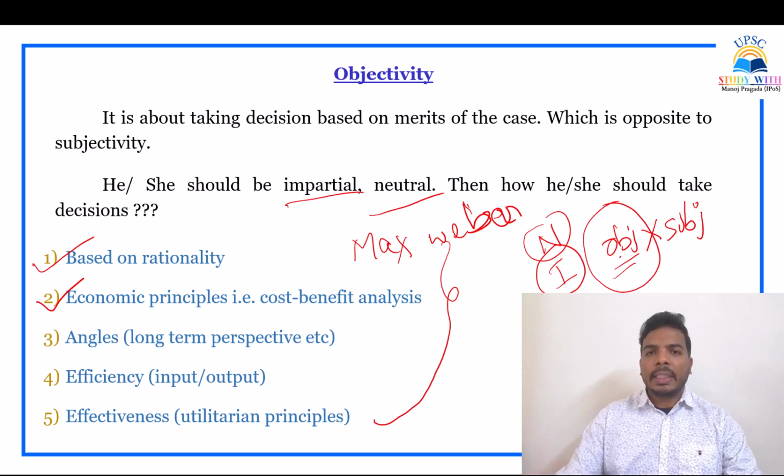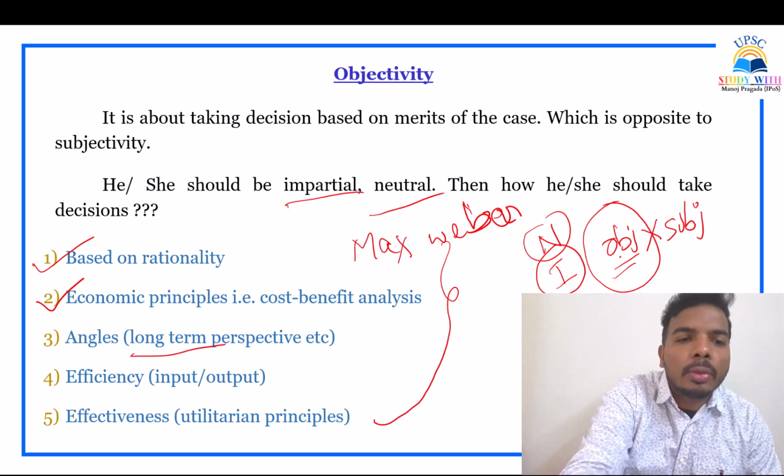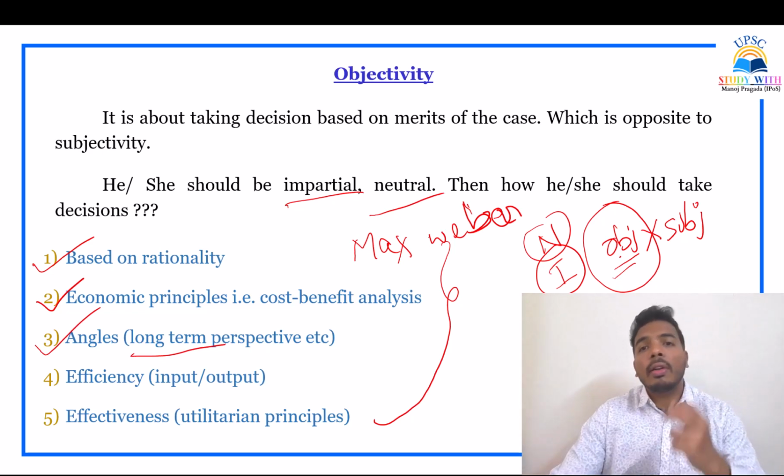So whatever be the decision you are taking at the field, or whatever be the suggestion you are giving to the minister at the secretariat, your basis should always be on economic principles. That is, you should properly undertake cost benefit analysis. And also then we will talk about the long-term perspective.